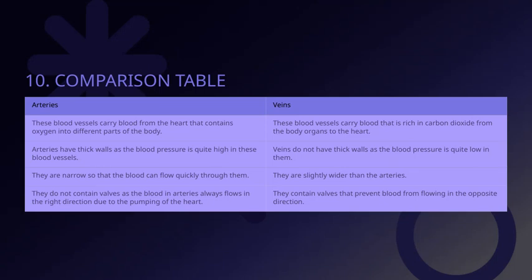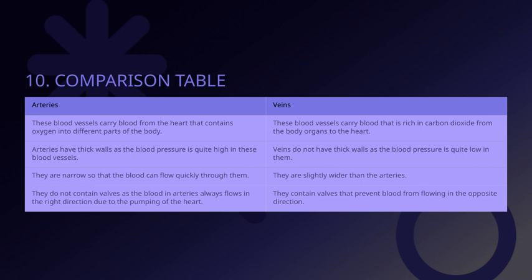Let's take a closer look at the comparison between arteries and veins. Arteries are responsible for carrying oxygen-rich blood from the heart to different parts of the body. Because this blood is under high pressure, arteries have thick walls to withstand that pressure. Additionally, they are narrow, which helps the blood flow quickly through them. Interestingly, arteries don't have valves because the heart's pumping action ensures that the blood always moves in the right direction.